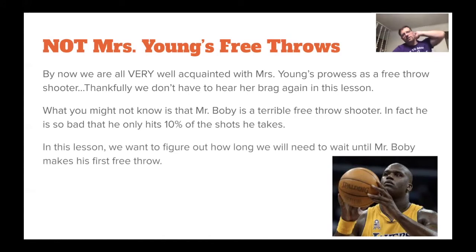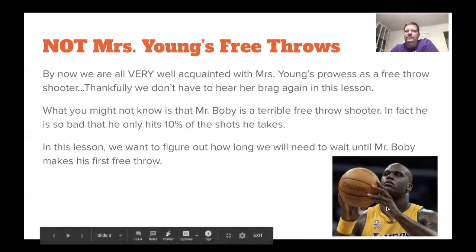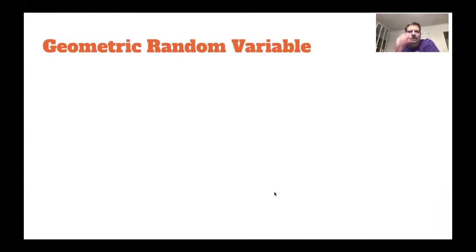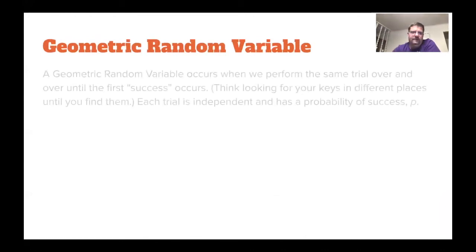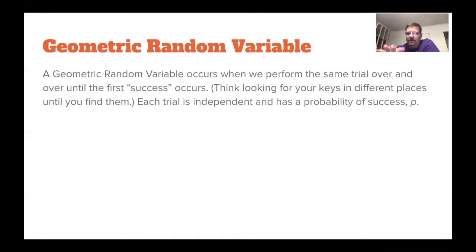Okay. So we want to figure out how long you're going to have to sit around waiting for me to finally make one. I don't know if you know who Shaquille O'Neal is, but you may not know he was a terrible free throw shooter too. Okay. So let's figure out what a geometric deal is. Again, I talked about this a little bit earlier. A geometric random variable, we do the same thing over and over until we get the first success.